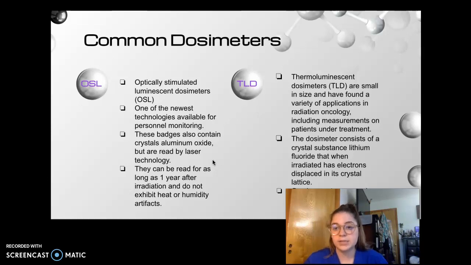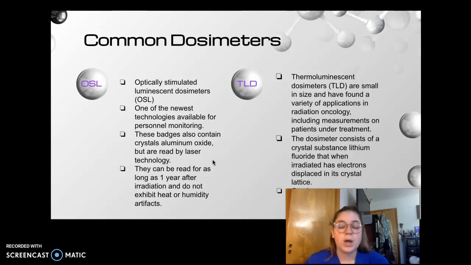The TLD is the thermoluminescent dosimeter, which is made of lithium fluoride, and it's displayed in a crystal lattice. Now, the TLD can be reset and reused, however, it cannot be reanalyzed, so once it's read the first time, it can't be read again, whereas the OSL cannot be reused.